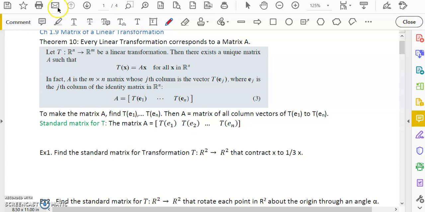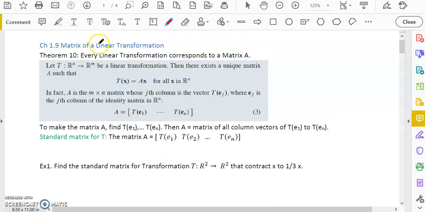Hello, linear algebra student. This video is for chapter 1.9, part 1. We're going to talk about linear transformation in more detail and different types of linear transformation. That's what this chapter is about. And also a very important theorem that we're going to cover is theorem 10.